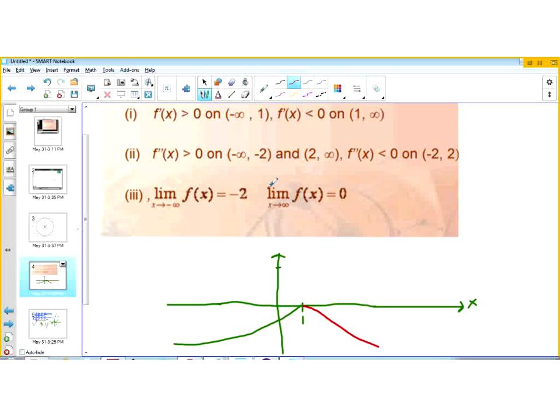Now the second derivative. The second derivative is greater than 0 from negative infinity to negative 2. So here's negative 2, and we require that the function be concave up.